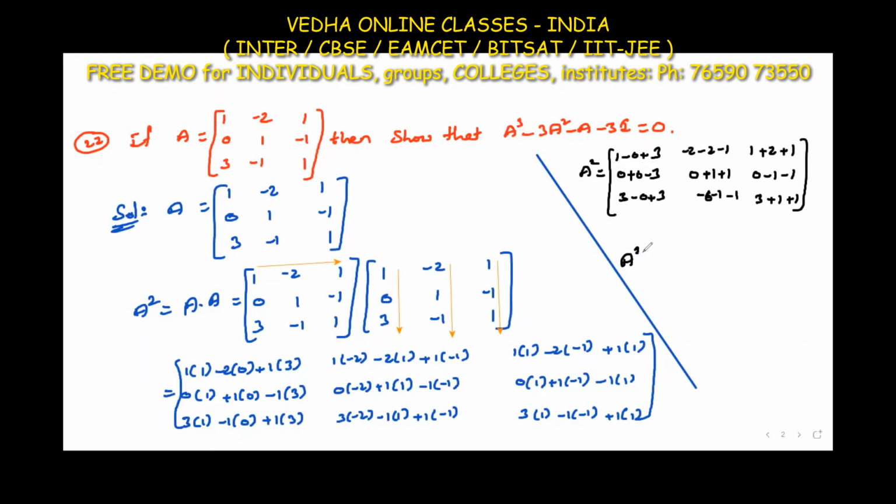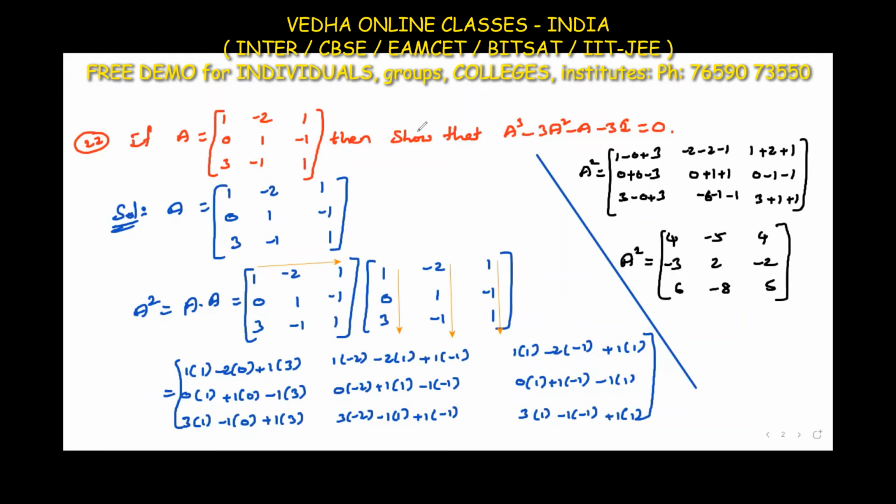So what is A square here? 1 plus 3 is 4, and -5, and 5. 1 plus 1 plus 1 is 4, and the -3 here, and 2 and -2, and 3 plus 3 is 6, and here it is -8, and 6 plus 1... 4 plus 1 is 5. Okay, this is the A square value.